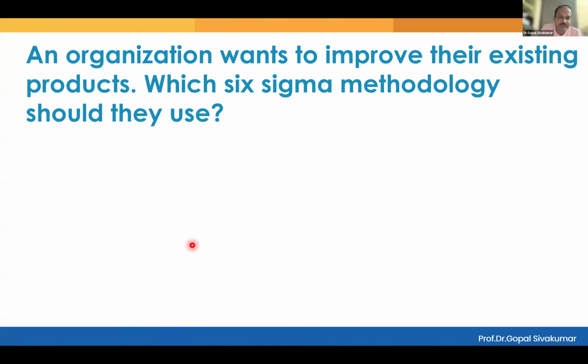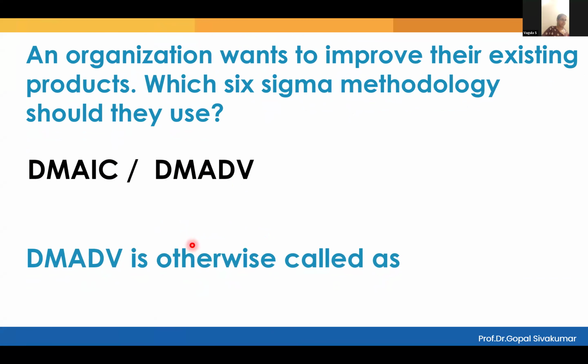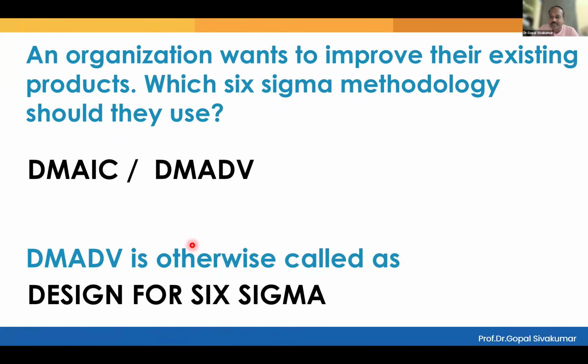And an organization wants to improve their existing product. Which Six Sigma methodology should they use? DMADV, because it is an improvement. DMADV is otherwise called as, I did not teach you. A development tool. Very good. It's a development tool, but it is given a specific name known as Design for Six Sigma. In short, it is known as DFSS. Very good. What do you mean by effectiveness?